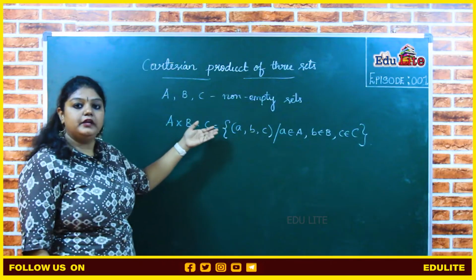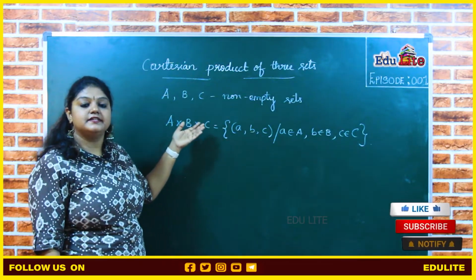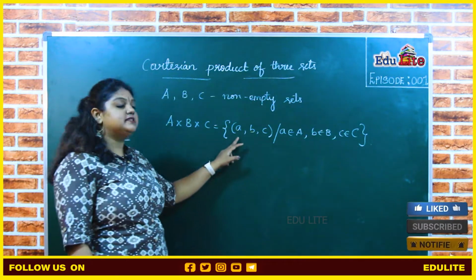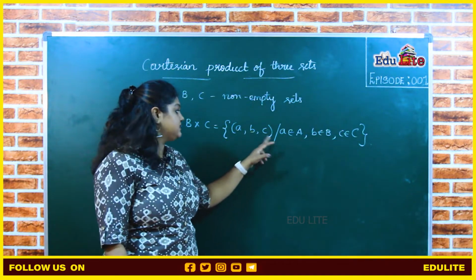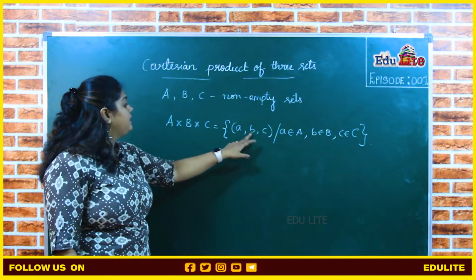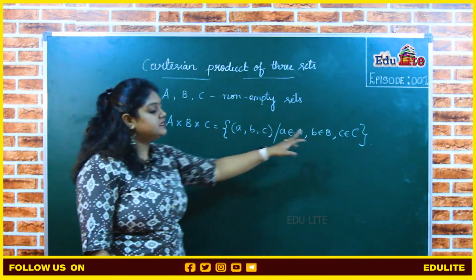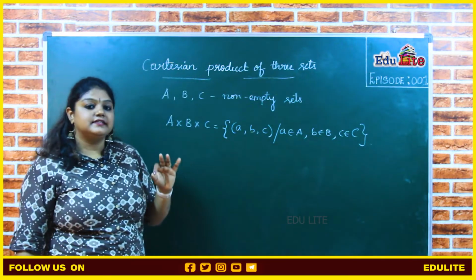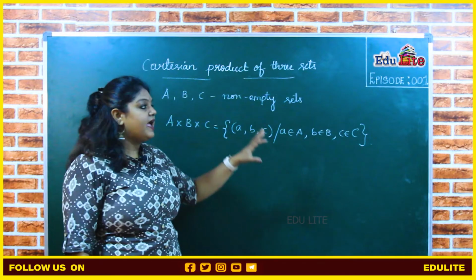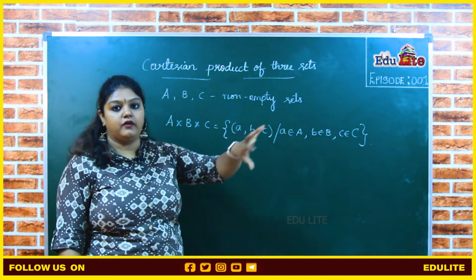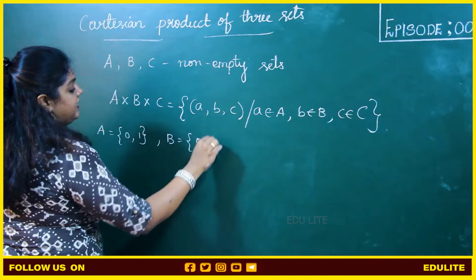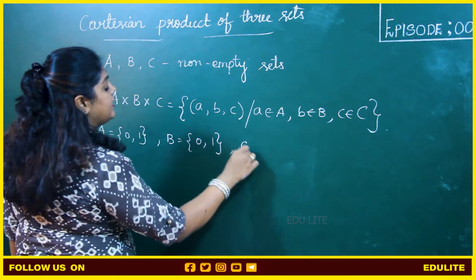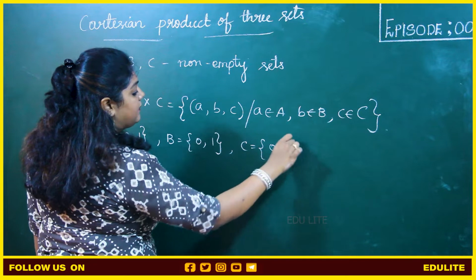So this is how we denote the Cartesian product of three sets. It is denoted as A cross B cross C, and the ordered triplets are written as (a, b, c), where a is from A, b is from B and c is from C. Let us see this more clearly with an example. I will consider the three sets A, B and C and write the Cartesian product for them. We will consider A as {0, 1}, B as {0, 1} and C as {0, 1}.